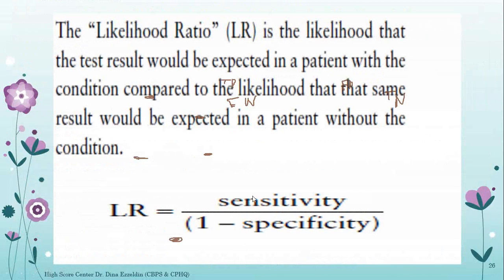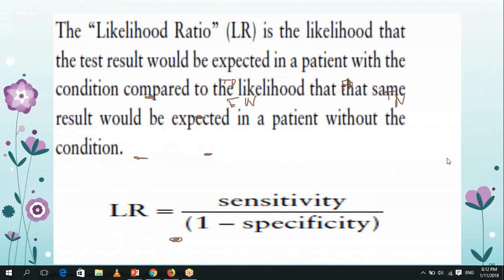The likelihood ratio, which is LR, is the likelihood that the test result would be expected in a patient with the condition compared to the likelihood that the same result would be expected in a patient without the condition. Here we measure the likelihood ratio according to sensitivity and specificity, both of them. So I check the test well, both sensitivity and specificity. LR is equal to sensitivity divided by 1 minus specificity.